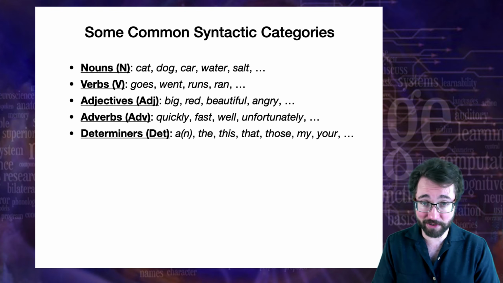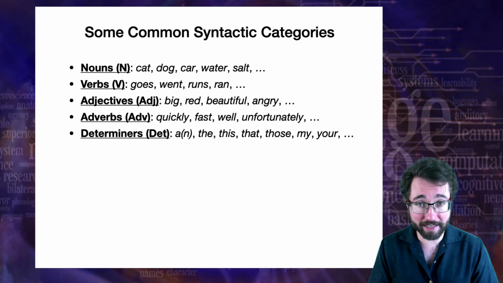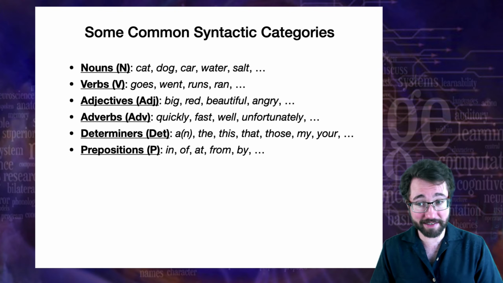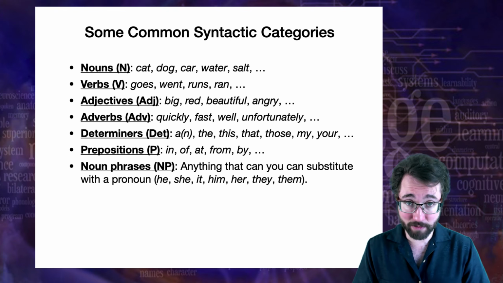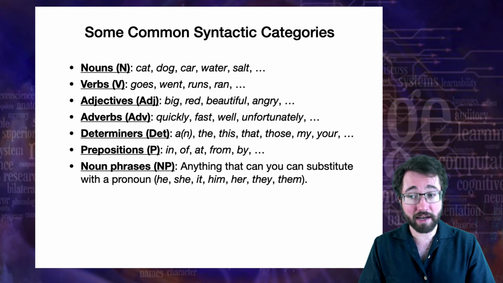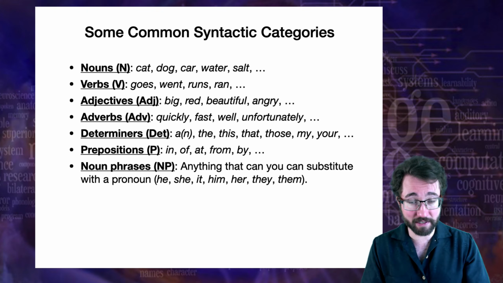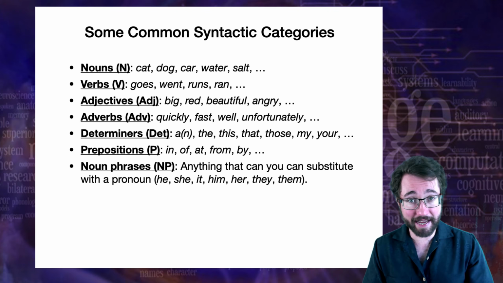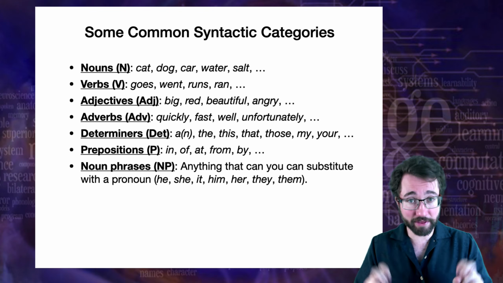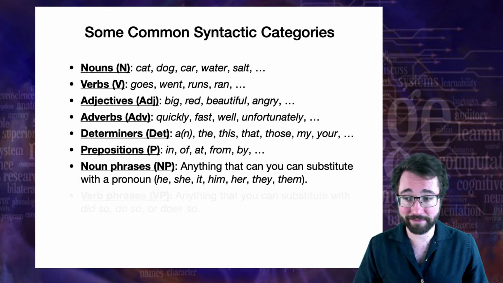You have determiners. These are things like a or an, the, this, that, those, my, your, things that go before nouns, in English at least. You have prepositions, things like in, of, at, from, by. You have noun phrases, which remember are often sequences of words. A noun phrase you can think of as anything that you can substitute with a pronoun. So if you have a sequence of words and you can drop in a pronoun there instead of the sequence of words, that means it's a noun phrase. So if I say, I saw the cat, I can replace the cat with it. I saw it. It's still grammatical, so that means the cat is a noun phrase.